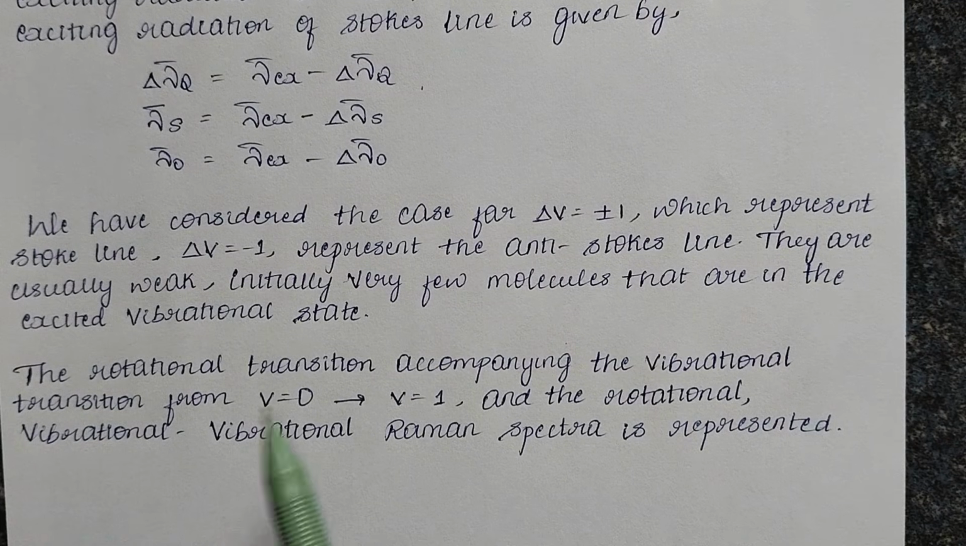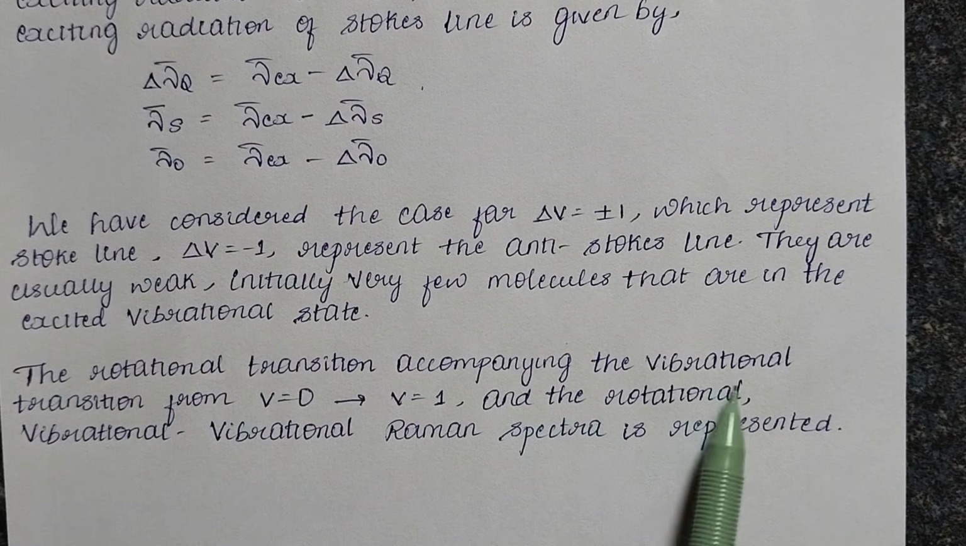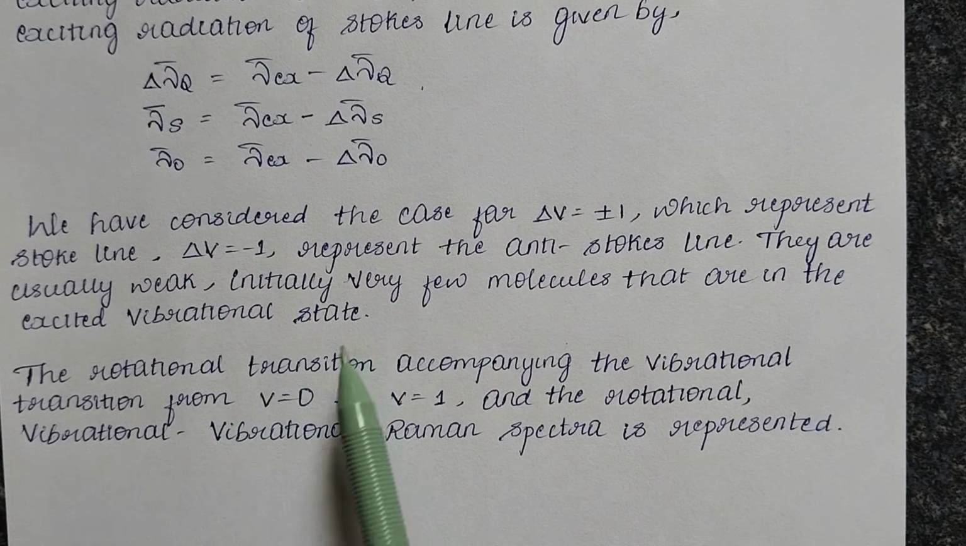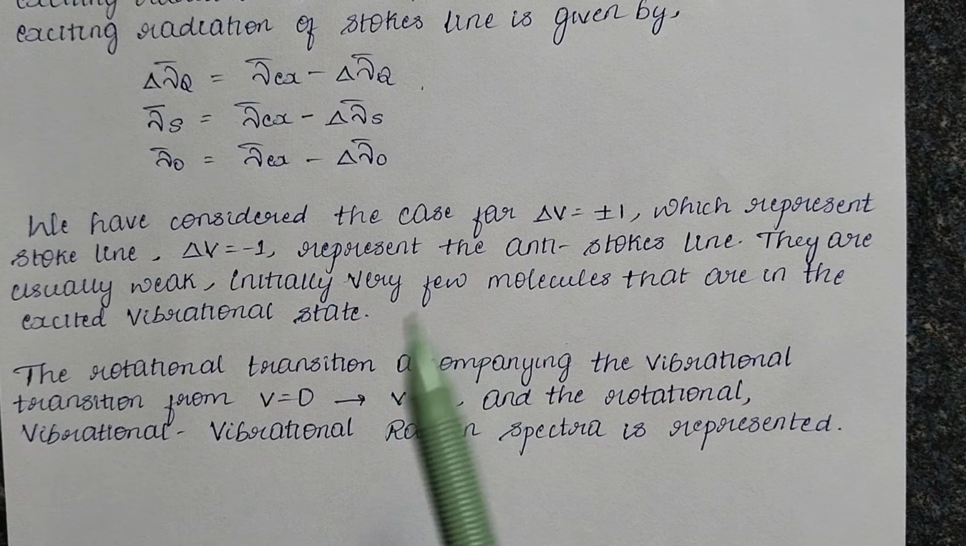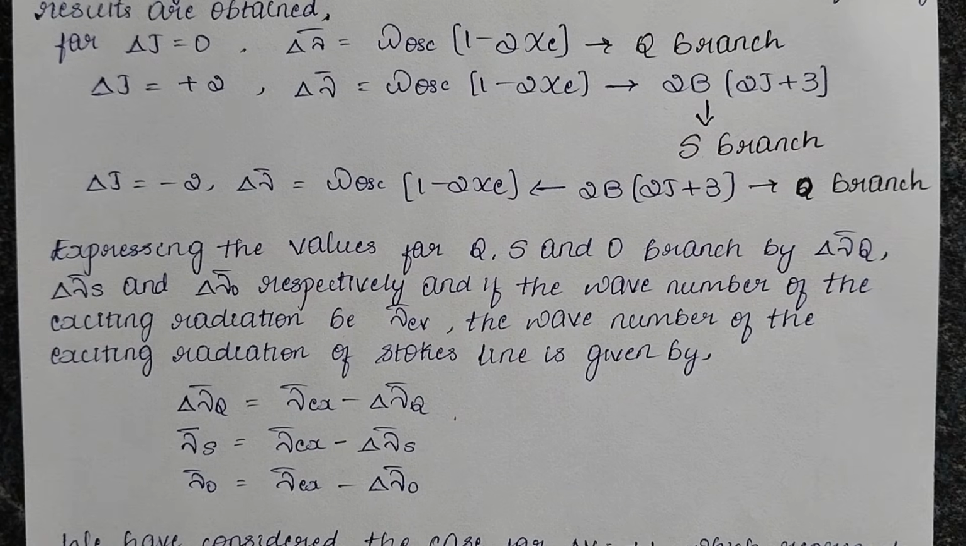And the rotational transitions accompanying the vibrational transition from V0 to V1 give the rotational-vibrational Raman spectrum. So here also we can see the transition will only occur to the adjacent energy level, that is, plus or minus 1.